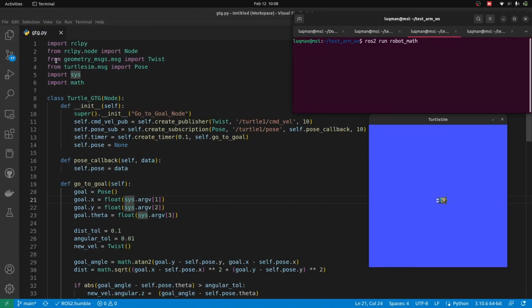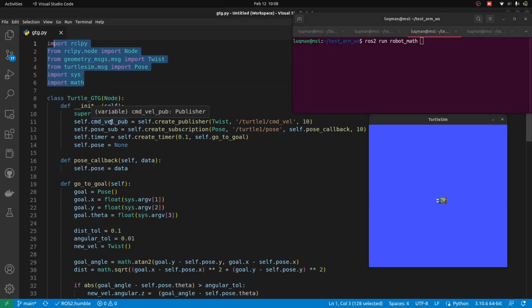So here we have the go to goal node, in which we have libraries included. We are getting the command velocity. We are publishing command velocity to drive the robot as in the previous node.